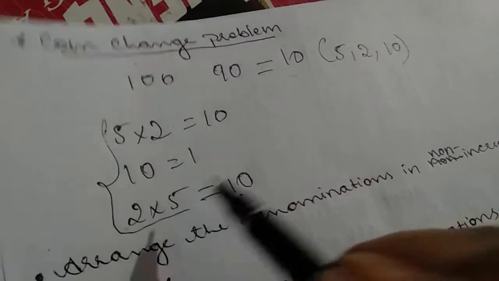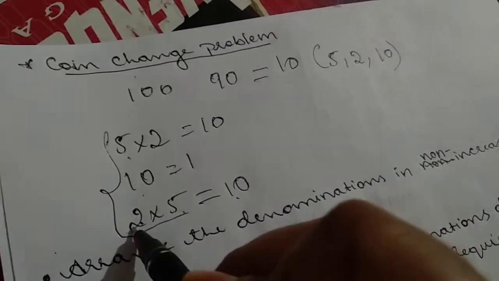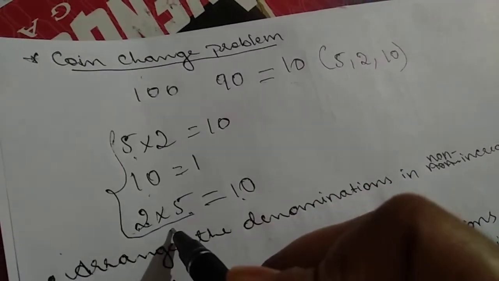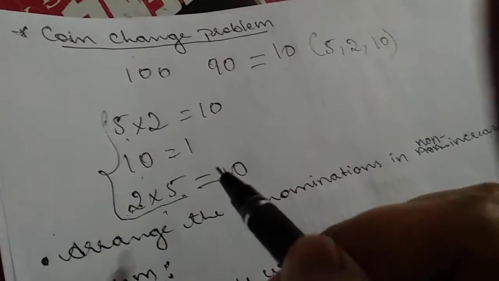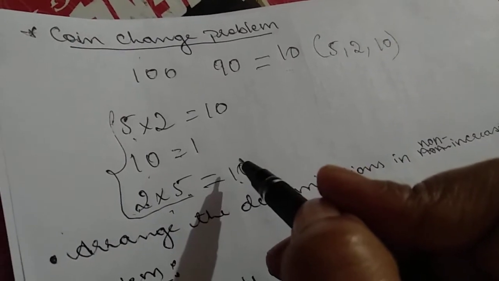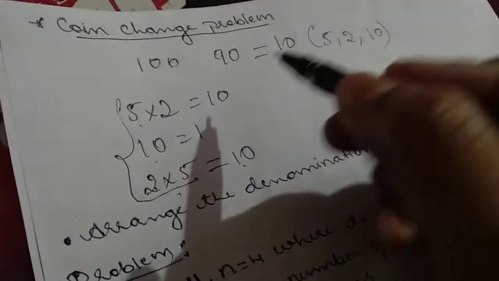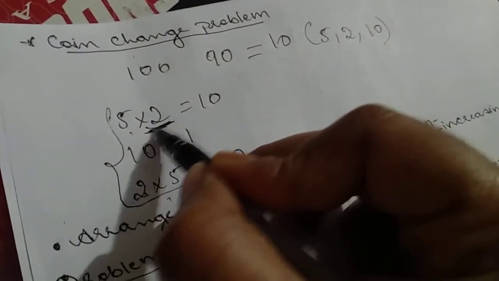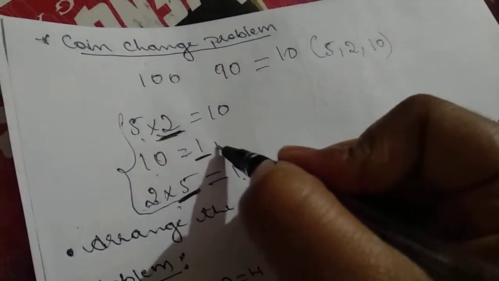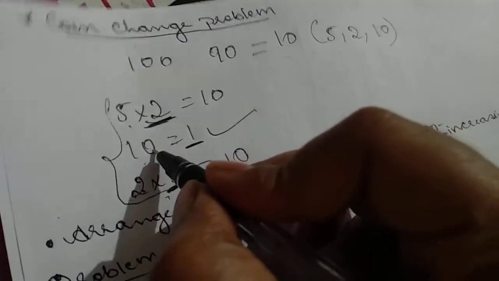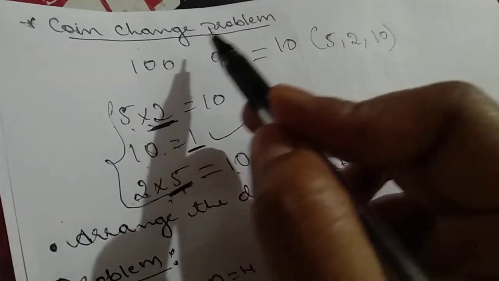These things, two 5 rupees, or one 10 rupees, or five 2 rupees, are called the feasible solutions. Among these, you have to select one optimal solution which uses fewer denominations to give you the change. See here, 2 coins they are using, here only 1, here 5 coins they are using. Which is optimal? This is optimal. Giving 1 is better than giving 2 or 5. Okay, this is your coin change problem.